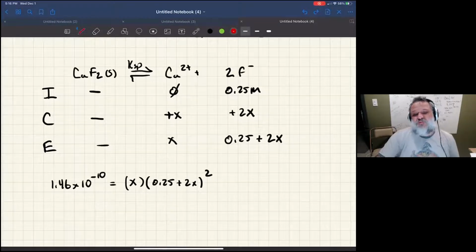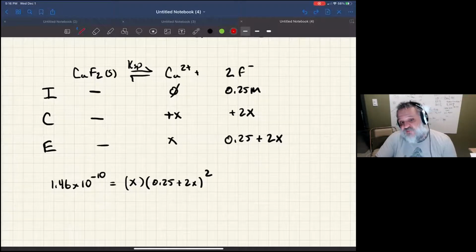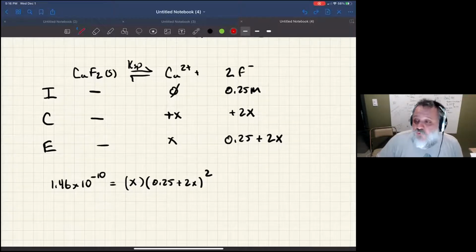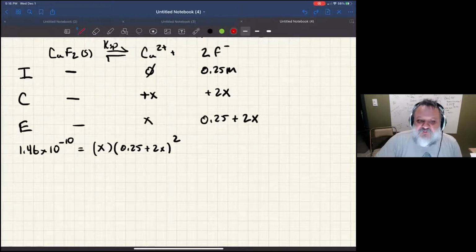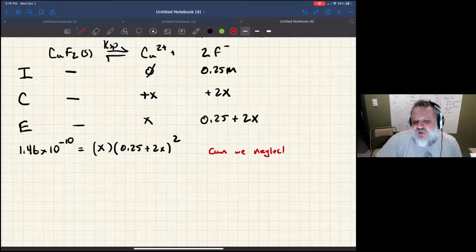Okay, well, what are we going to deal with? If we square what's in the parentheses, and then multiply everything by x, we'll end up with a polynomial of order 3. So we'll get some x cubed in there. So what we need is a way to simplify this. And so before, what we would do is neglect x. But we can't just get rid of x and leave the 2 there where it says 2x.